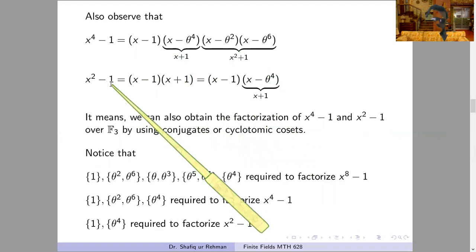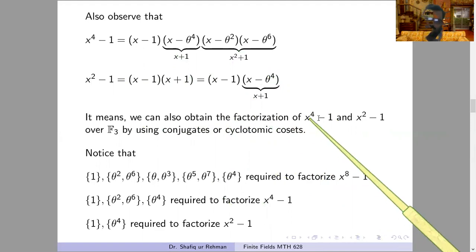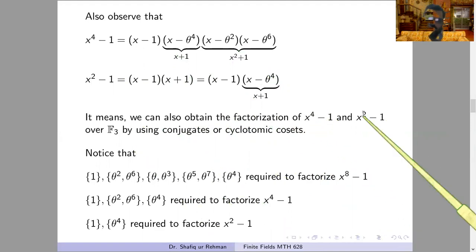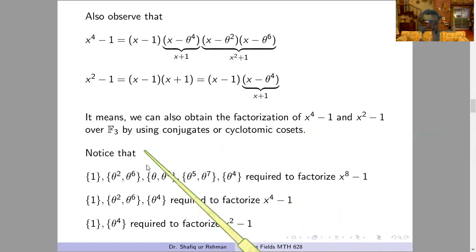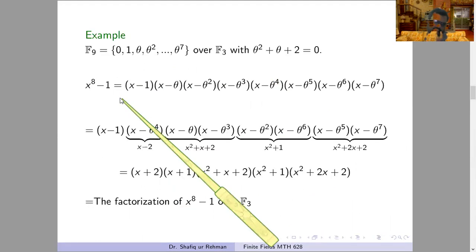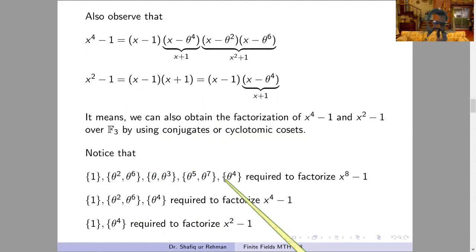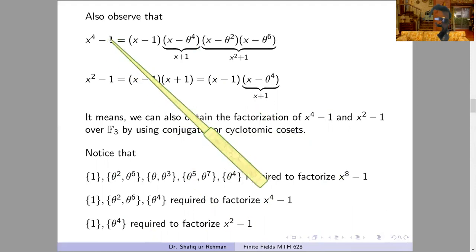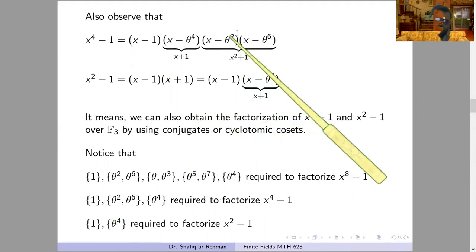Similarly for x square minus 1, it means that we can also obtain the factorization of x power 4 minus 1 and x square minus 1 over F3 by using conjugates or cyclotomic cosets. For example, you note that when we factorize this polynomial x power 8 minus 1, we use these sets of conjugates. That is, we apply all the sets of conjugates to factorize this polynomial. And when we factorize x power 4 minus 1, we take only the conjugate sets 1, theta square and theta 6, and theta 4 alone.